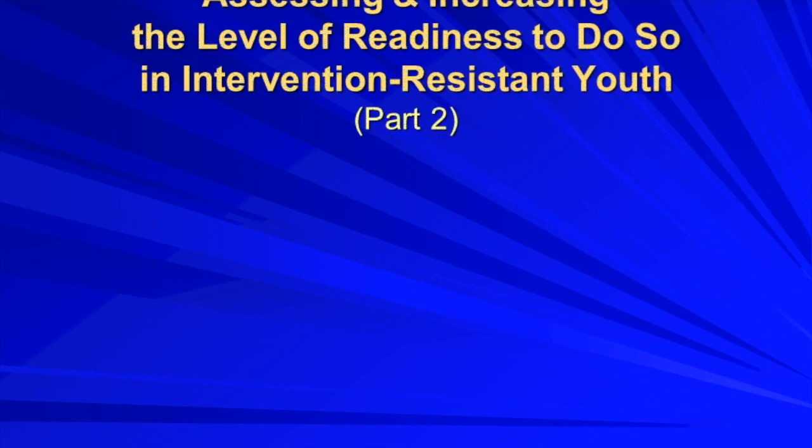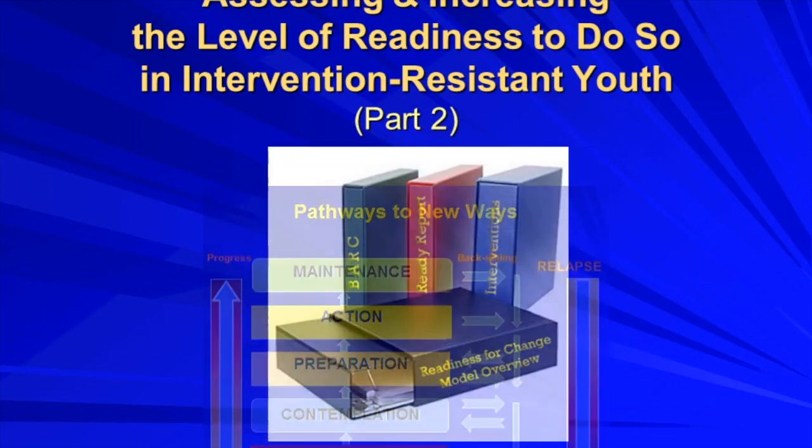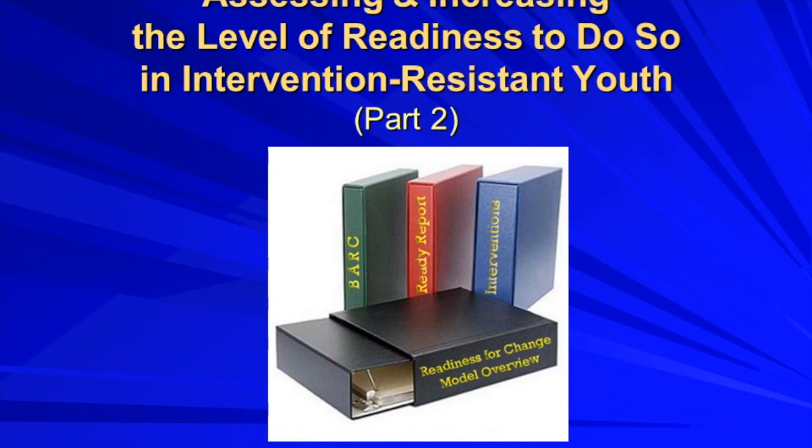Welcome back to our video series regarding how to determine the level of a youngster's readiness and willingness to change his or her behavior pattern for the better, and how we can promote and support that positive transition. We'll continue on with the Transtheoretical model as it applies to our youngsters with emotional and behavioral challenges. Herein, we'll identify goals and strategies for each stage of the change process.